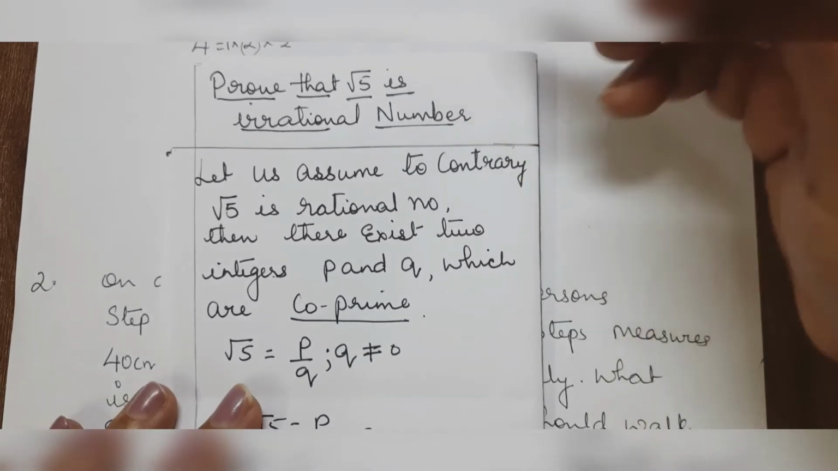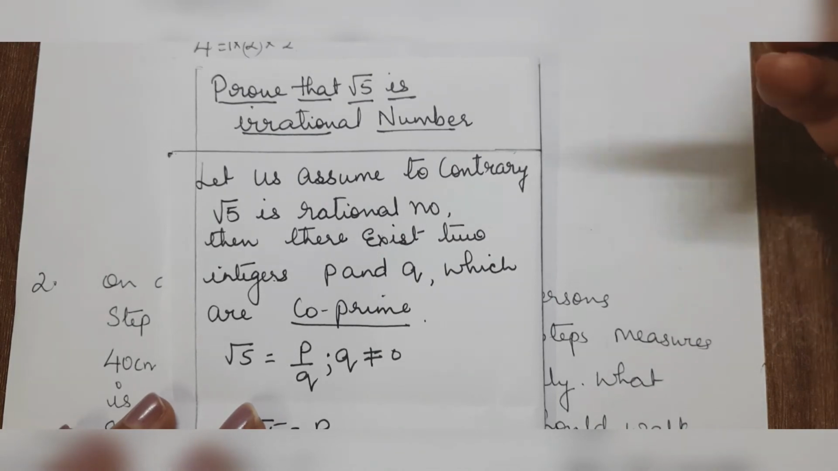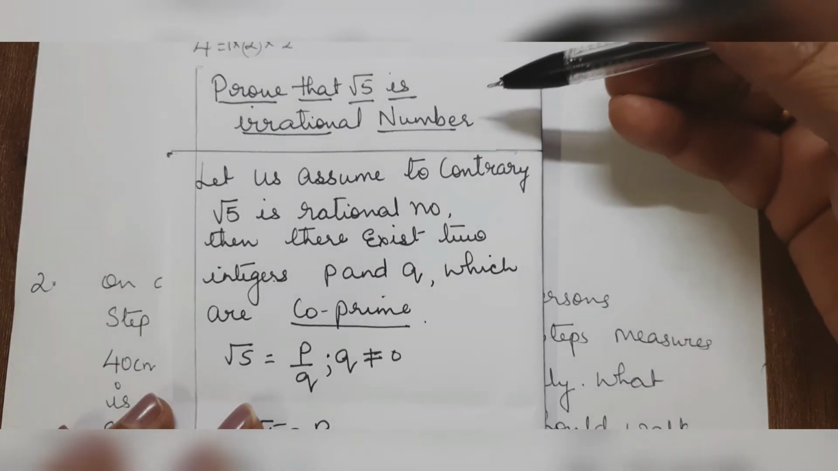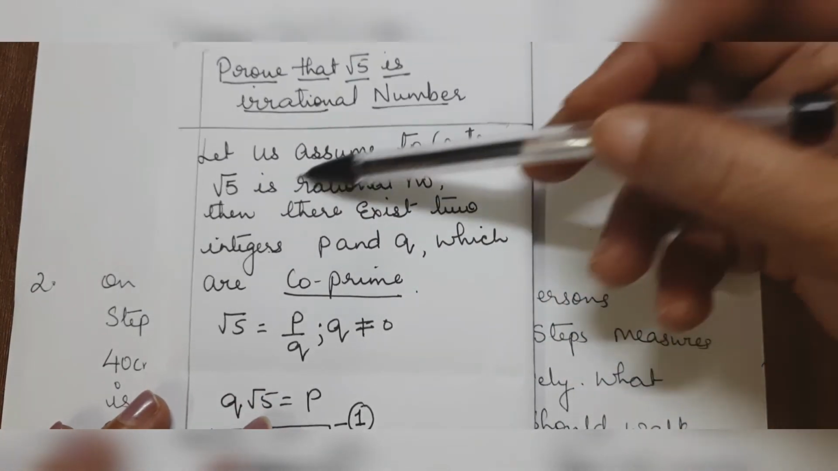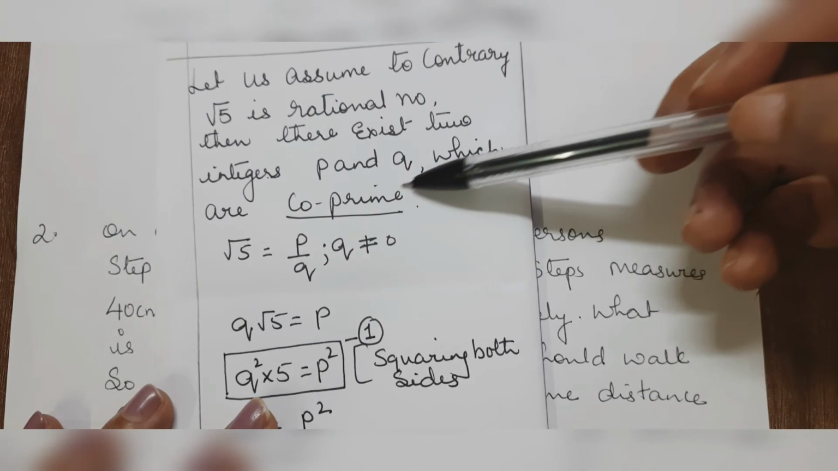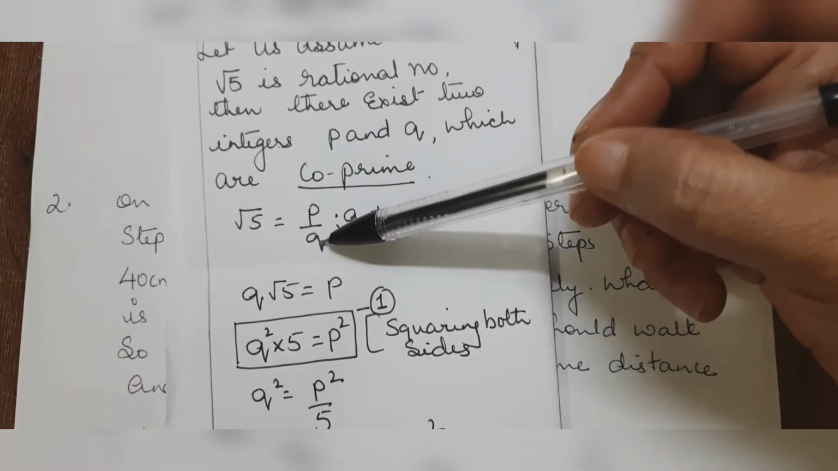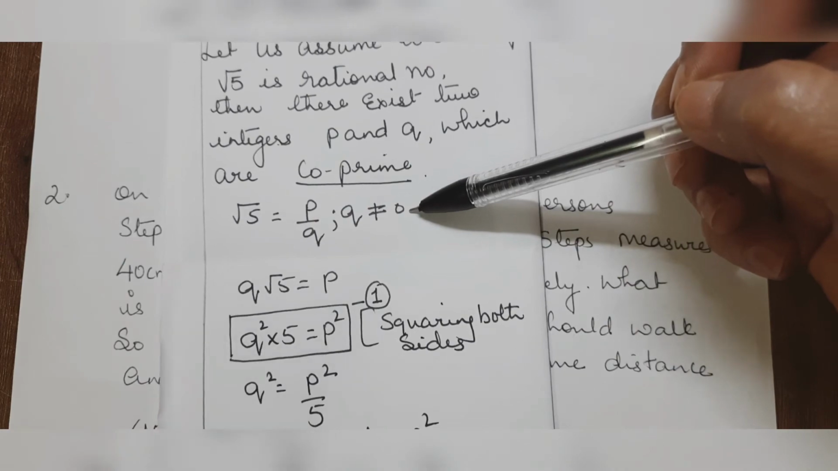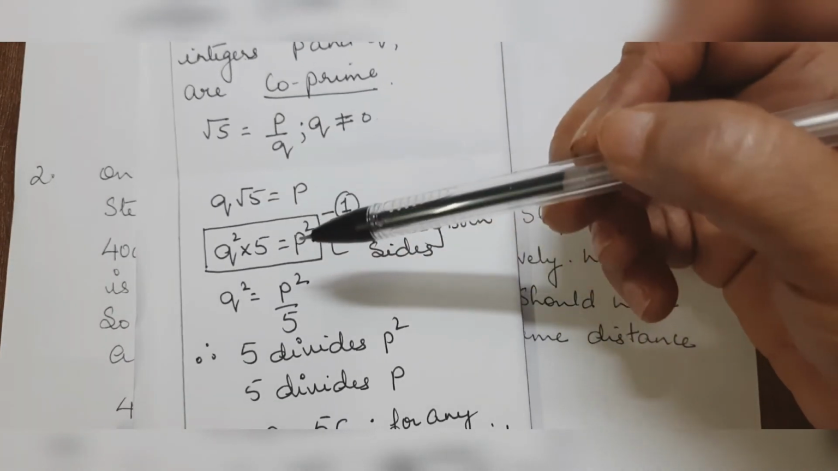In the previous question they had already given that root 5 is an irrational number, but here we have to prove that root 5 is irrational. Same statement: let us assume to the contrary that root 5 is a rational number. Then there exist integers P and Q, take it A and B or anything, which are co-prime, and Q should not be equal to 0. You know why? Otherwise it will become an undefined term.